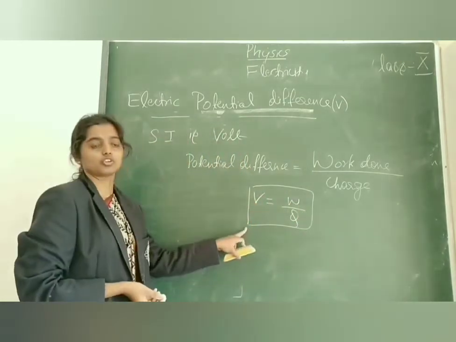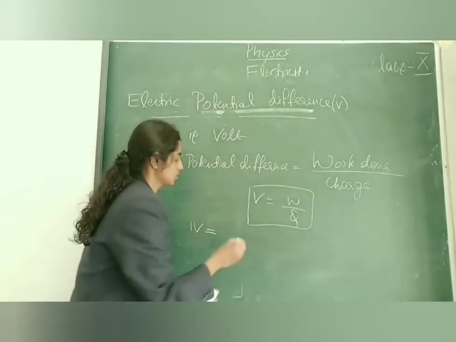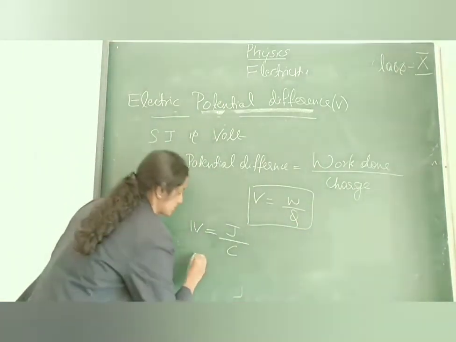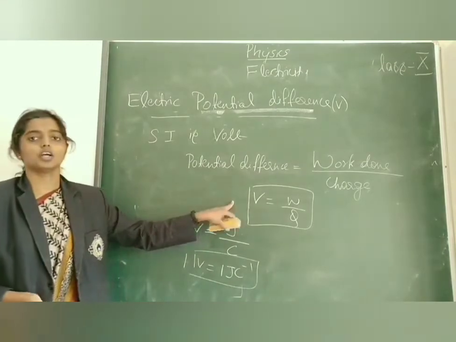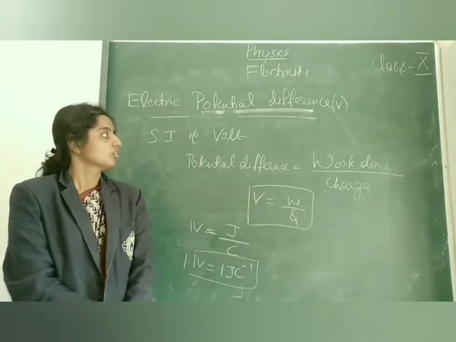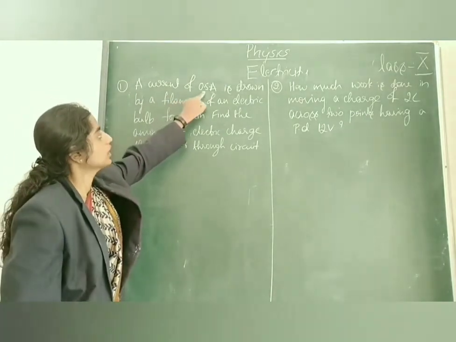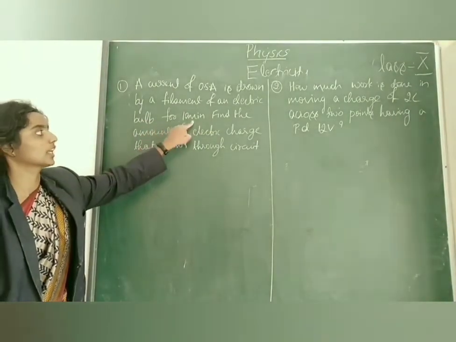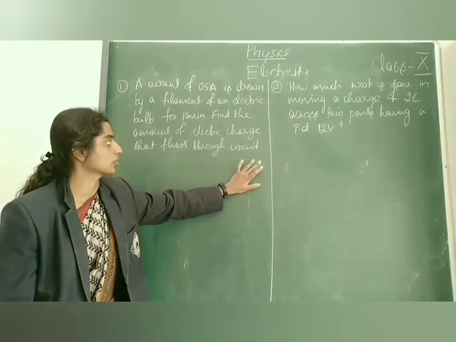You see this? We need to solve numerical problems. The SI unit of work done is joules and charge is coulomb. 1 volt can be defined as 1 joule per coulomb. This is the mathematical formula. Now, related to potential difference and electric current, we will solve a few problems. Look at our first question. A current of 0.5 ampere is drawn by a filament of an electric bulb for 10 minutes. Find the amount of electric charge that flows through the circuit.